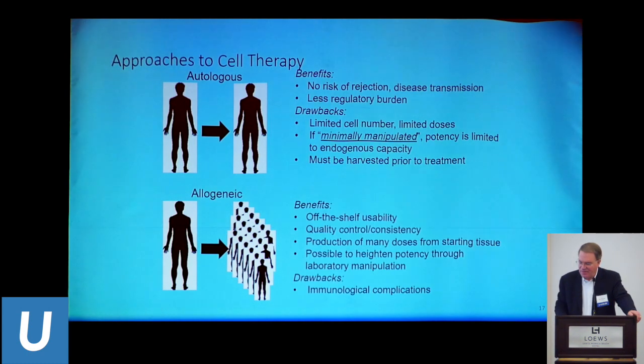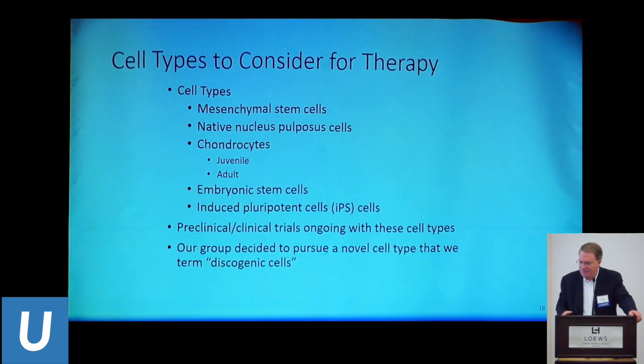So another possibility is to use allogeneic cells. Their drawback is the potential immunologic issues, rejection and the like. But the benefit is that you can manipulate these cells. You can make something that potentially would be available off the shelf. So it turns out that other people have had these same thoughts, and there have been a number of efforts over the years to use different cell types to try to address this clinical problem of degenerative disc disease, including all the cells I've got listed there.